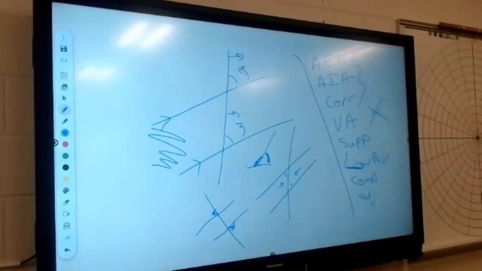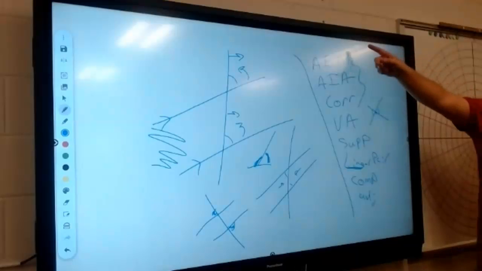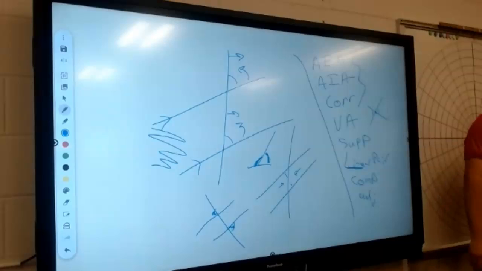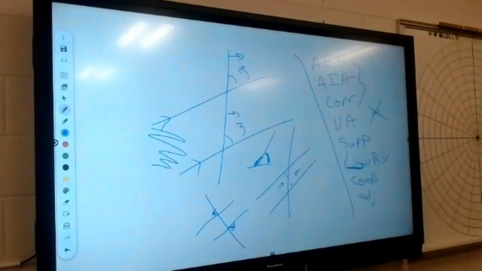21 to 24, what am I going to do here? Find the value of x. I think that's reasonable. Now, here's my question, number 21. Which type of angle is number 21? Corresponding. It's corresponding. Why is it corresponding? Because they're in the same spot.